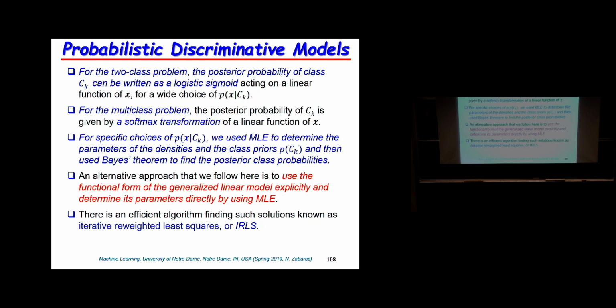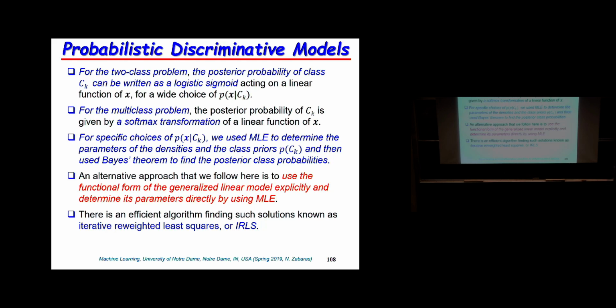Similarly, for the multi-class problem, with the same assumptions for the conditional distributions, we came up that the posterior probabilities were written in terms of a softmax transformation, okay? E to the alpha k divided by the summation of these e to the alpha k's.